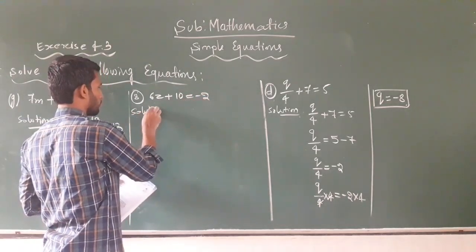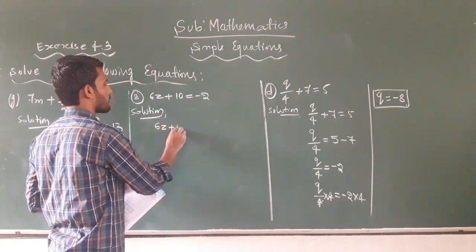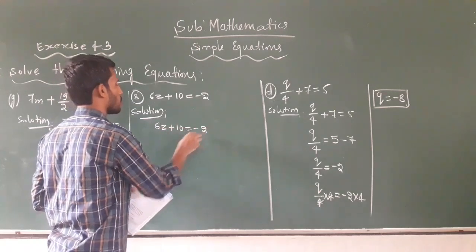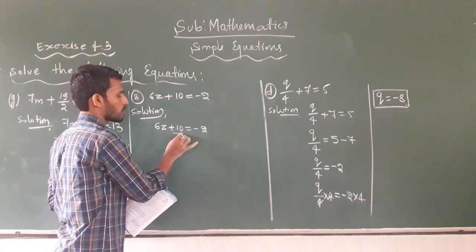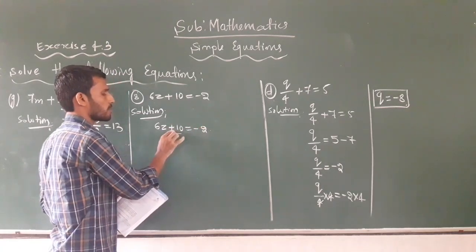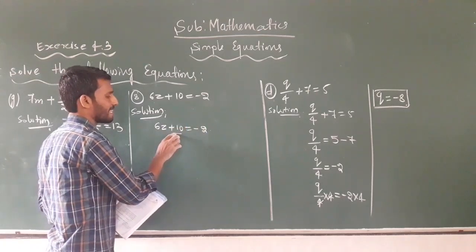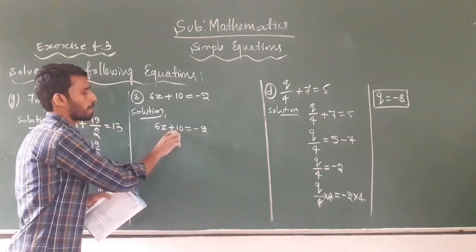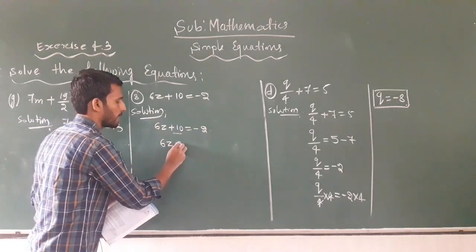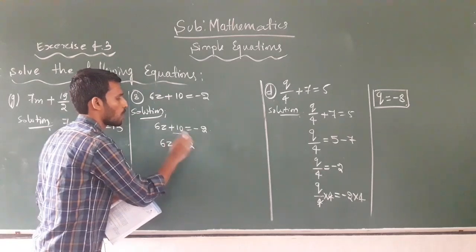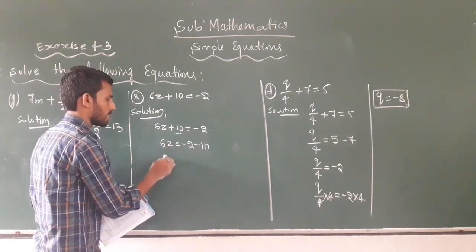Next, 6z plus 10 is equal to minus 2. Solution. 6z plus 10 is equal to minus 2. Dear friends, when we shift from LHS to RHS, a positive integer becomes a negative integer. Now I am shifting plus 10 from LHS to RHS. Now 6z is equal to minus 2 minus 10. Okay, this is the LHS, this is the RHS.